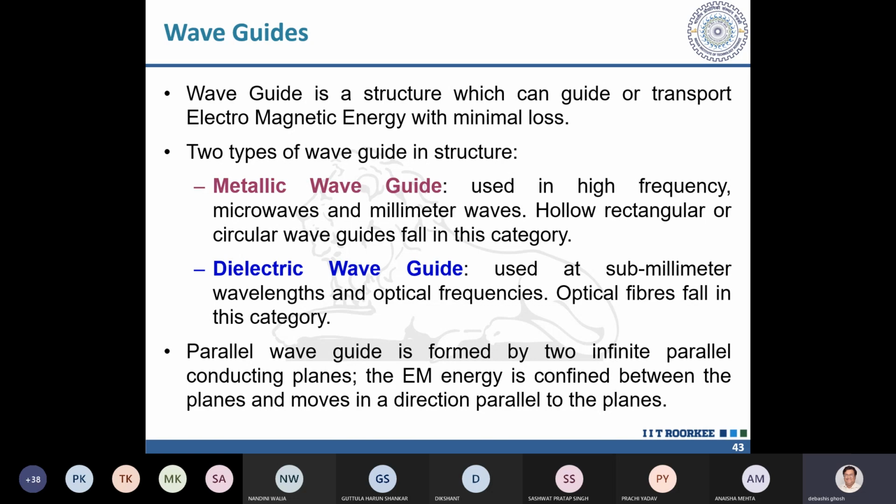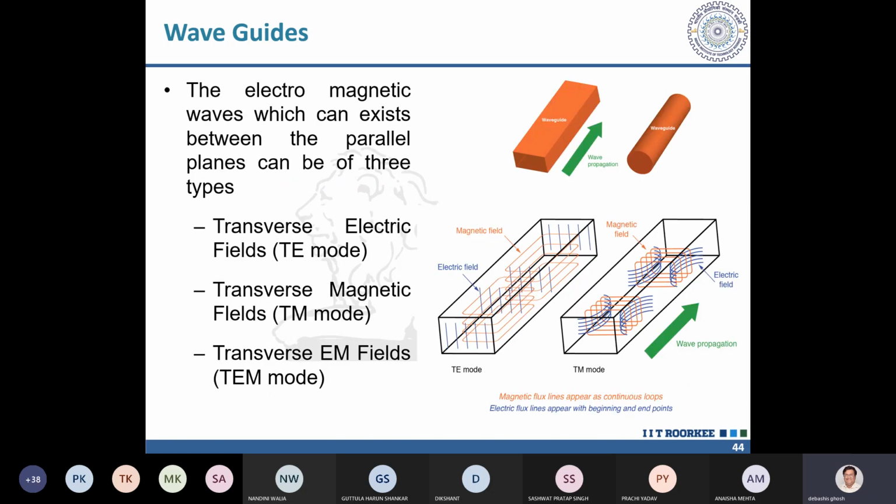Okay, how? Let us see. Just from the diagram, we are not going into details. That again you will be studying in your microwave engineering. Just an idea that the electromagnetic waves will be between these parallel plates. Okay, there are three types of transmission. One is the transverse electric field, the other one is the transverse magnetic field, and one is transverse both electric and magnetic.